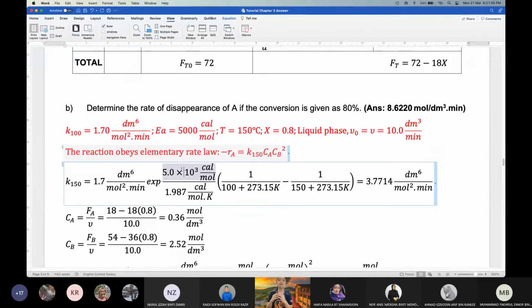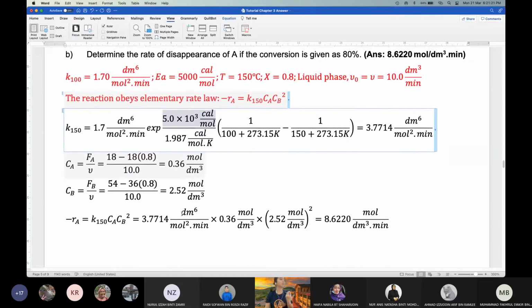Okay, so that's the only difference. Kenapa kadang kamu tengok naik suhu sikit, nilai K naik banyak. Ada question suhu naik sama juga tapi nilai K tu naik banyak. So it depends on the activation energy sebenarnya. Lebih tinggi activation energy, the higher the K will increase actually. Okay, so done. To find the K at 150, so dah habiskan, kita dah cari K 150.